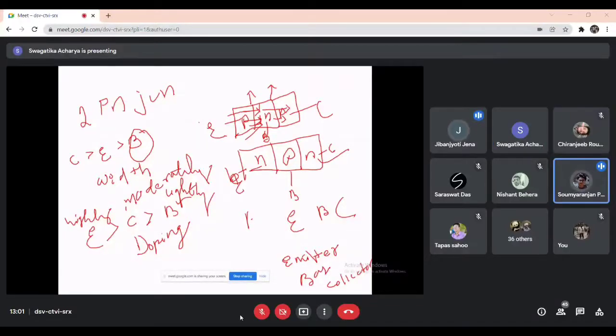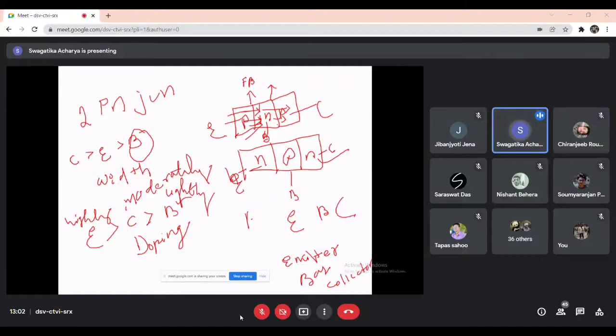To emit or inject electrons. Yes, it injects charge carriers. Not electrons only, it injects charge carriers. Now, always remember the emitter is forward biased with respect to base. It will remain in forward bias with respect to base. You can say this PN junction should remain in forward biasing state. Why? Because it will move forward the charge carriers, right?